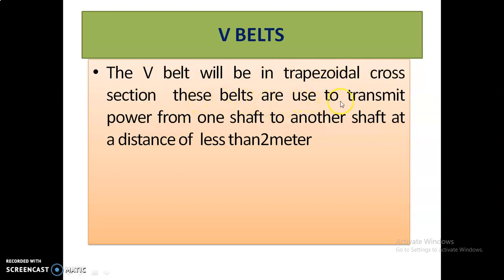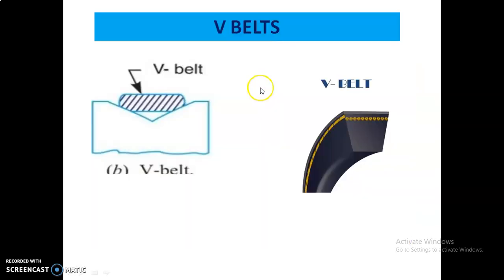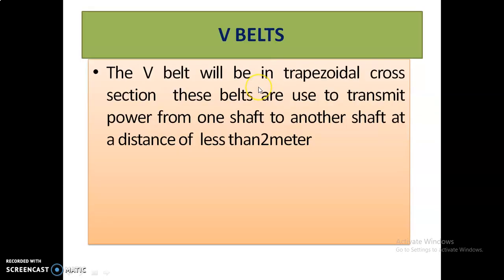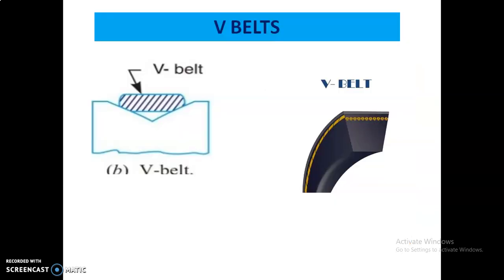These belts are used to transmit power from one shaft to another shaft at a distance of less than 2 meters. So less than 2 meters we use V belts. In between 5 to 10 meters we use flat belts. See, this is about flat belts. Sorry, V belts.